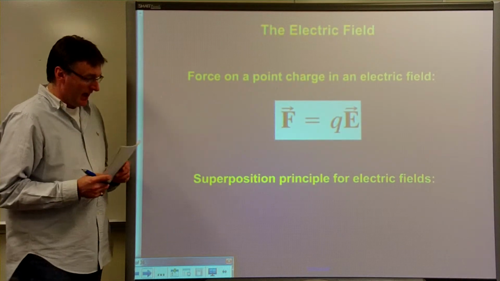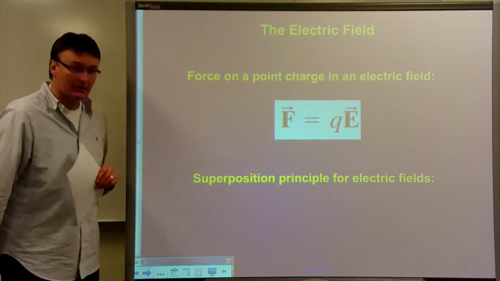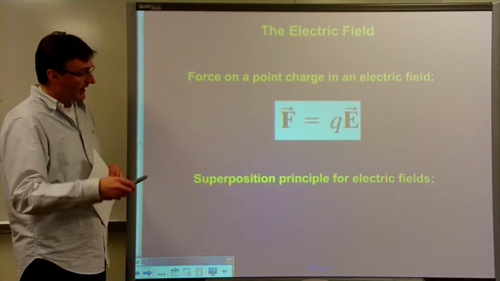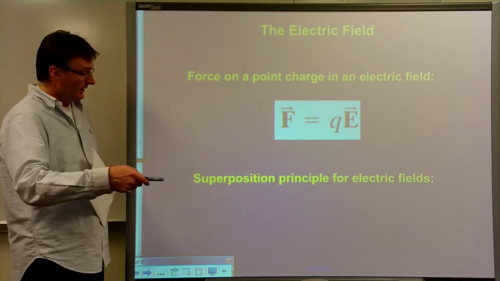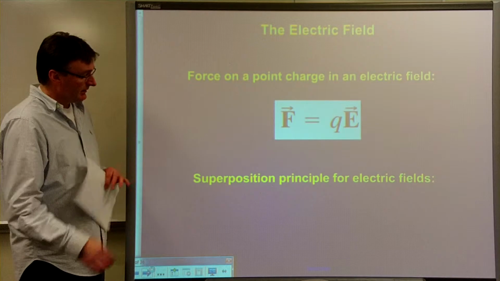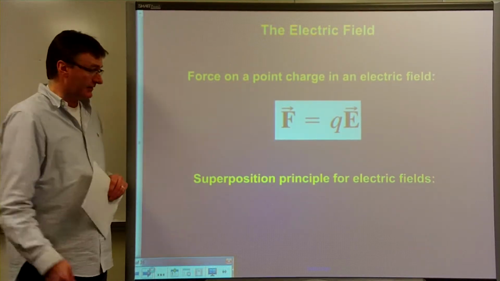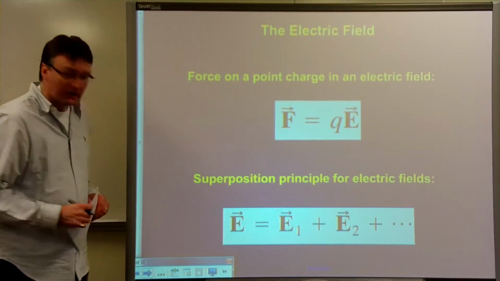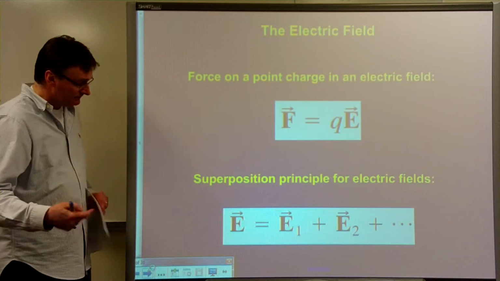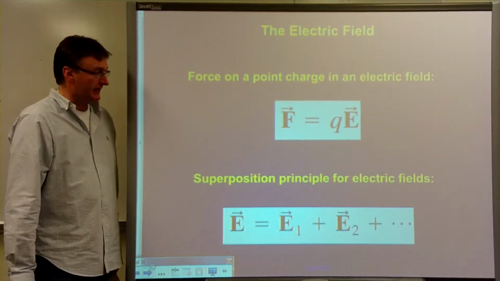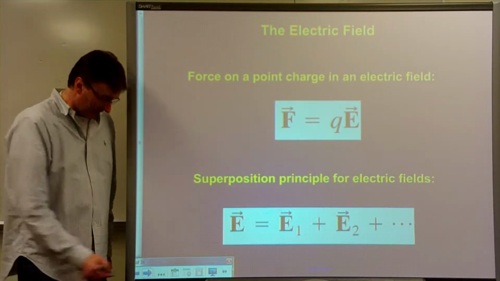And we also have the same sort of thing as we talked about with electric forces. If you have more than one, then you have to superimpose the different forces and add them like vectors. It's the same sort of thing with electric fields. If you have more than one electric field, you will simply add them as vectors, just like we did with electric forces.